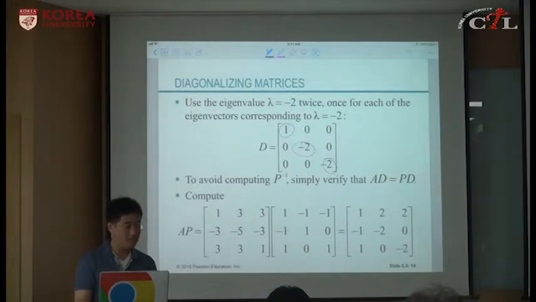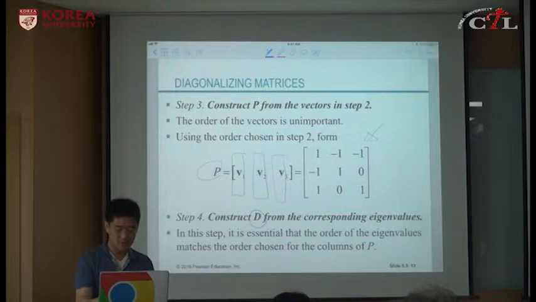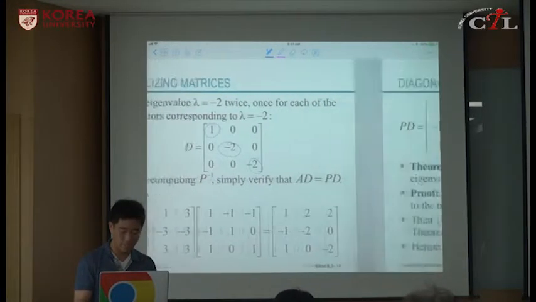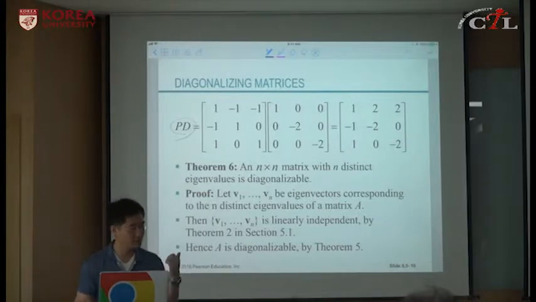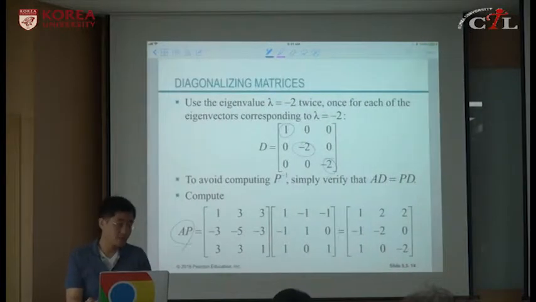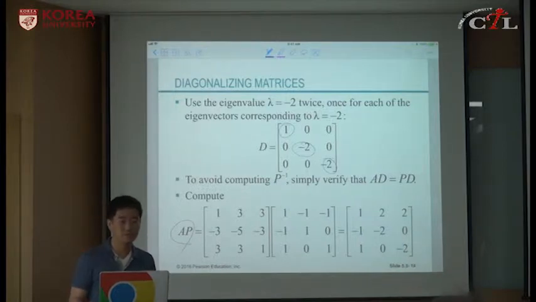You can verify whether this matrix P is invertible by doing row reduction. You can also verify that this matrix P really makes your matrix A into a diagonal matrix by using this similarity transform. So you can verify that by checking whether AP equals PD is true or not. Okay, so this is how to diagonalize your matrix, in case your matrix A is diagonalizable.